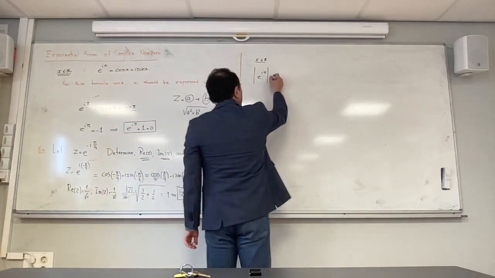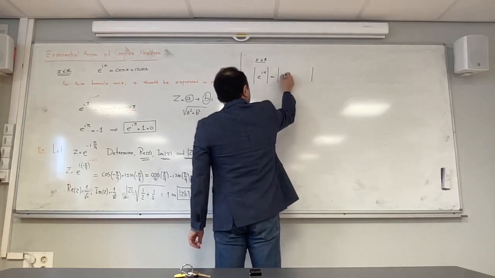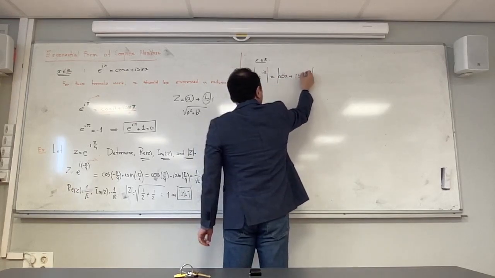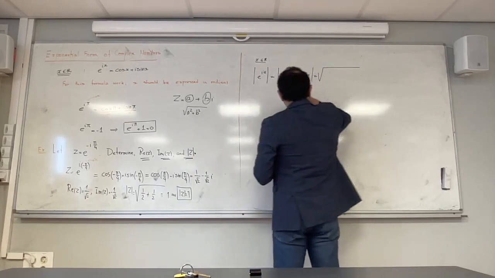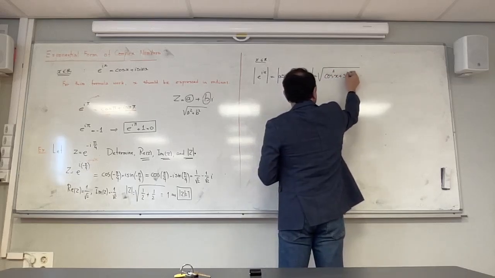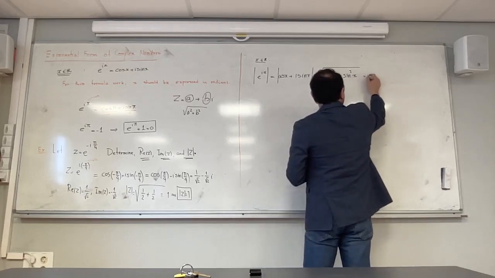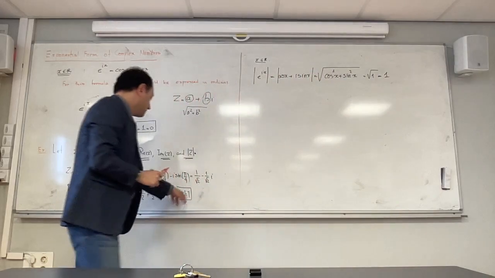So what you do, first you put this in the form of standard form, and then this becomes the square root of the real part squared plus the imaginary part squared, yes? But this is a famous formula. It's always 1 regardless of what value you choose for x. So that's why it was not surprising.